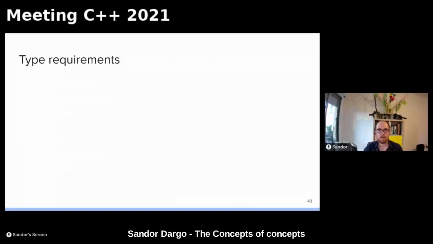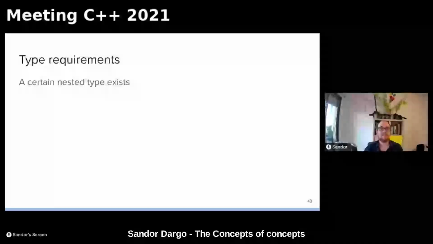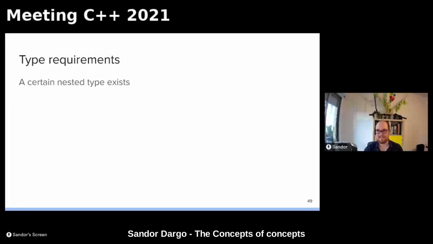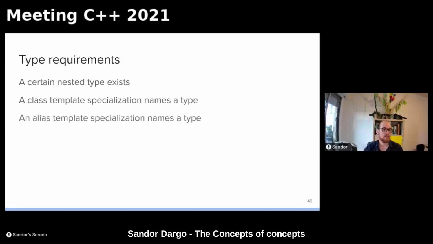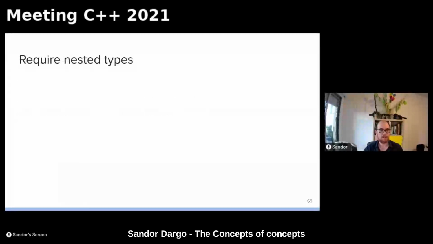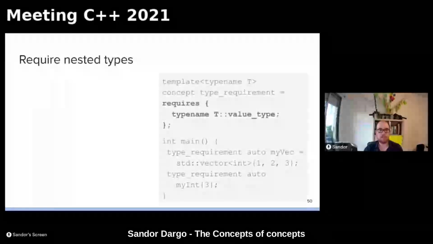You can express some type requirements. So you can express that a certain nested type should exist, something that we already saw with that blah example. You can say that the class template specialization should name a type, and you can do that also with alias template specialization. So we are going to see some small examples for each.